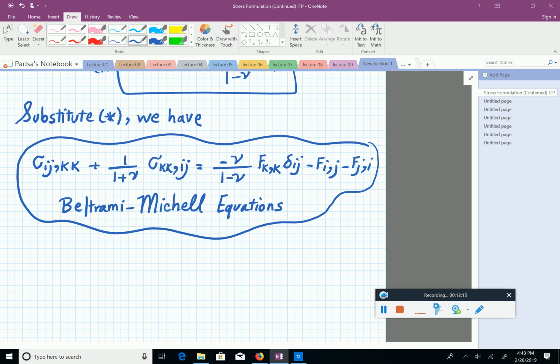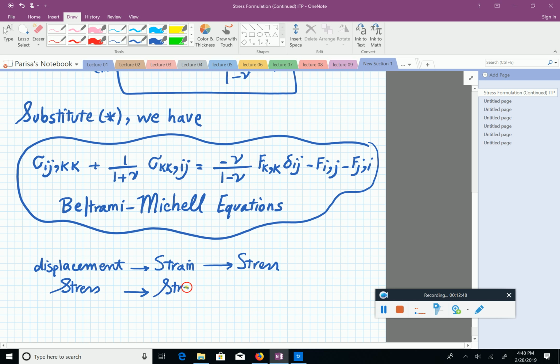If you want to solve using displacement formulation, what do you think will happen? If you get displacement, then it would be easy to get a strain first, right? And then a stress. You can see how it goes. And if you get a stress, what happens? First you get a strain from the constitutive relationships, and then you have to, from the partial differential equations, get the displacements.